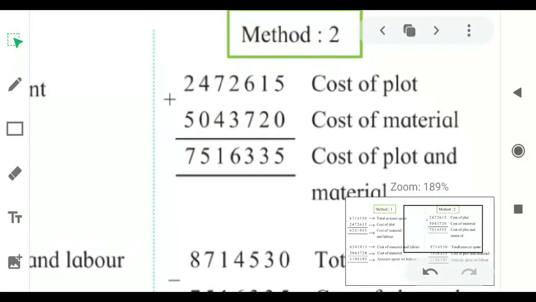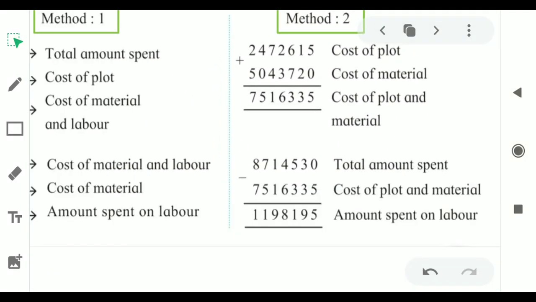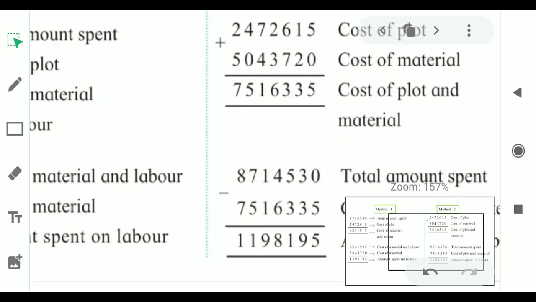In the second method, if we add the cost of plot and the cost of material which are given, we find the combined cost of plot and material. Now we subtract it from the total amount, so we get the labor charge. So in this question we have to do two operations, addition and subtraction. So first we add.